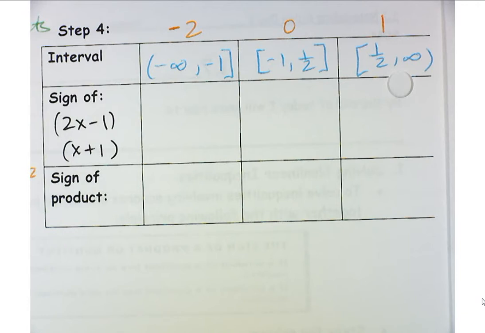Once you do that, think about whether you are going to use the positive intervals as your solution or the negative. And if you have more than one interval, when you're writing it out, do you guys remember how to connect them? Union.